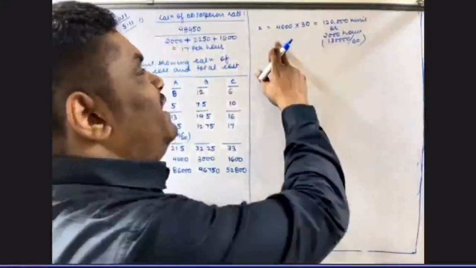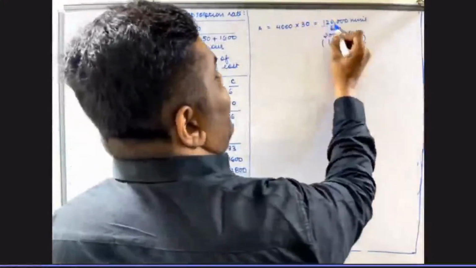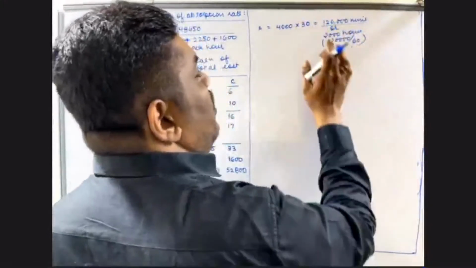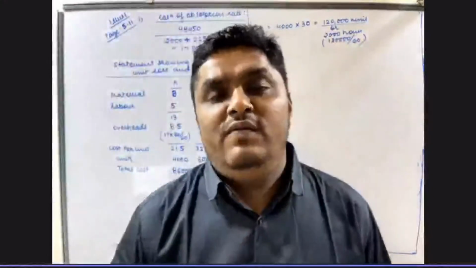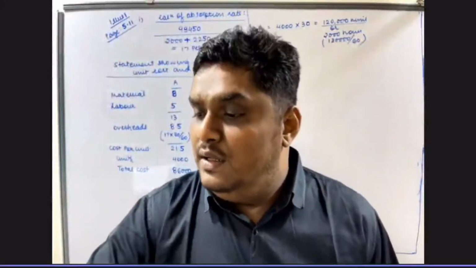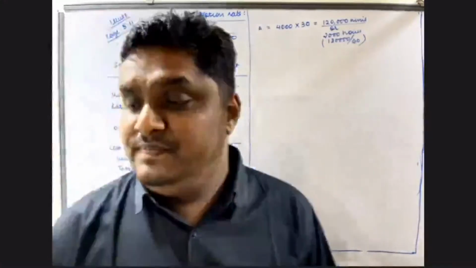So total 4,000 units, every unit takes 30 minutes. So total 1,20,000 minutes, or we can say 2,000 hours. That is 1,20,000 minutes. If we convert it into hours, then 1,20,000 divided by 60.